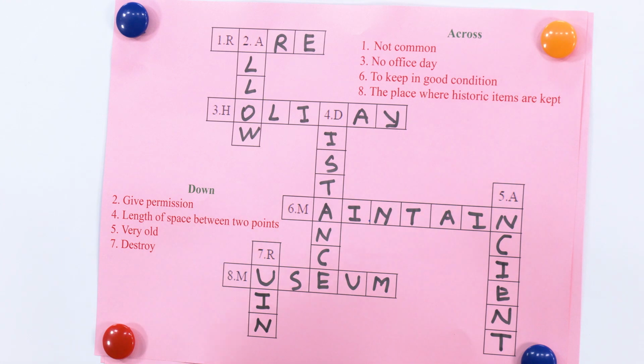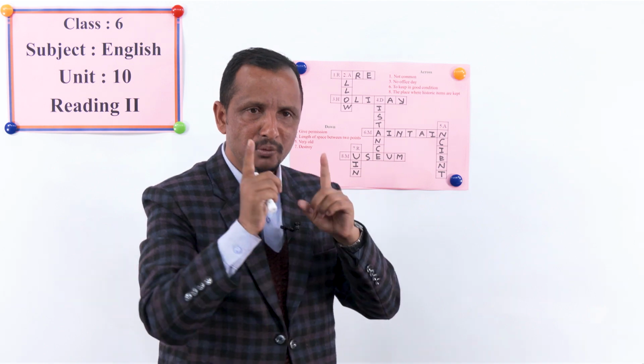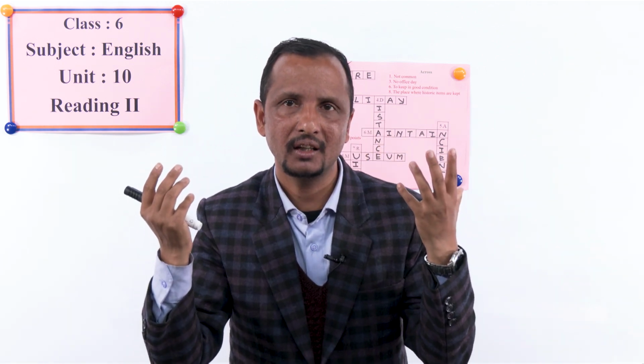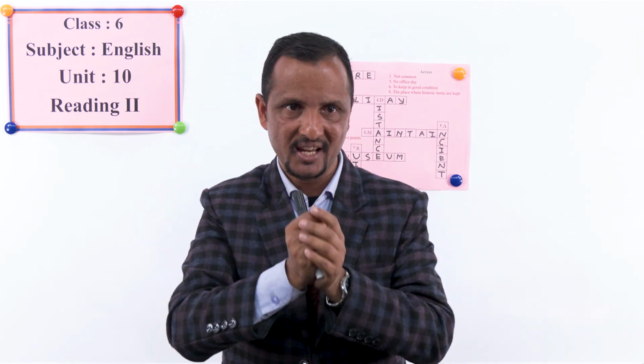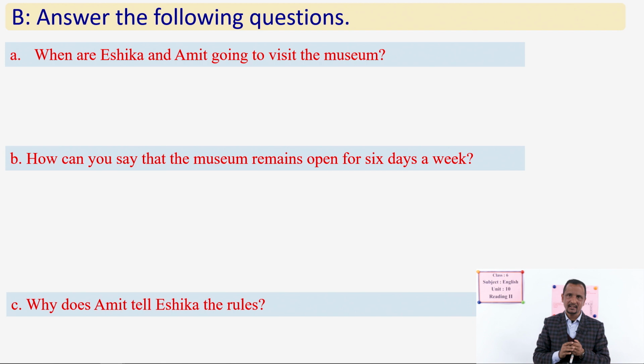R-U-I-N. Ruin. Have you done, please? Well, very good. You have done it well. Now, dear students, after this, we move to another activity. What is the next one? Have you seen it in the textbook? Good. Answer the following questions. Okay, let's see what you have to do.